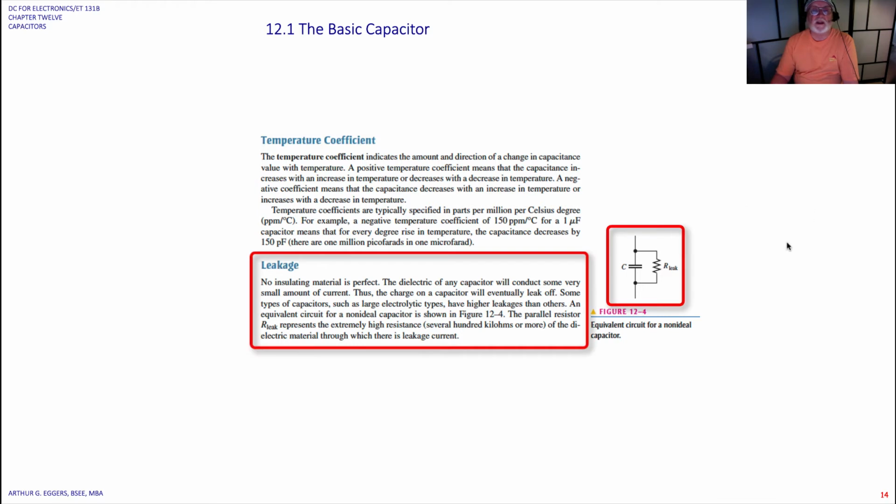Leakage is normally an internal aspect. No insulating material is perfect. The dielectric of any capacitor will conduct some very small amount of current. Thus, the charge on a capacitor will eventually leak off. Some types of capacitors, like a large electrolytic type, have higher leakages than others. An equivalent circuit shown in figure 12.4 to the right shows a typical modeling or schematic, if you will, of a capacitor, which includes its leakage resistance, a pathway for the current to flow.